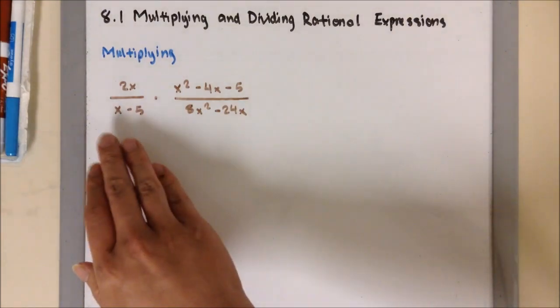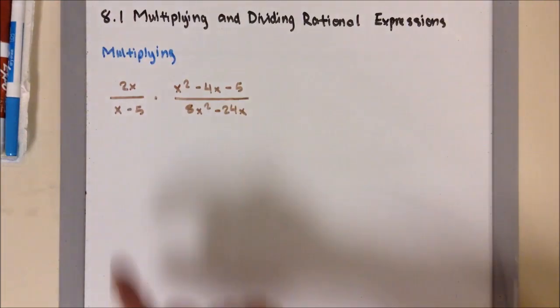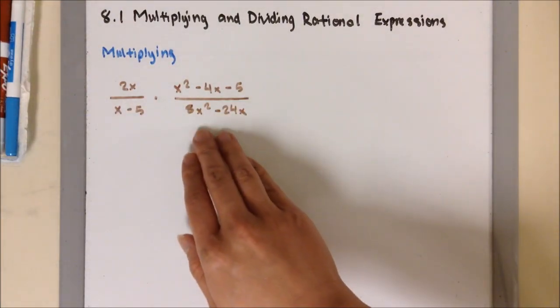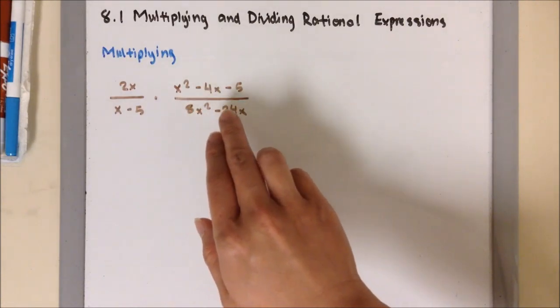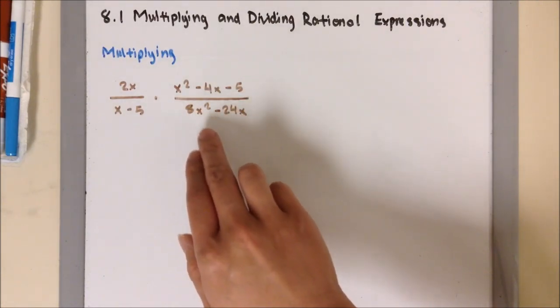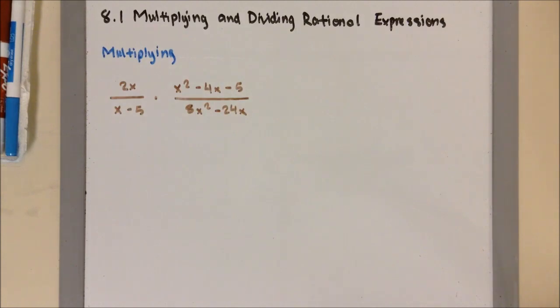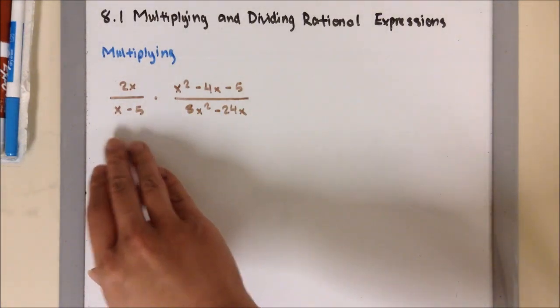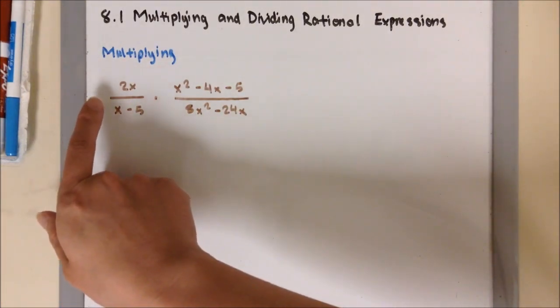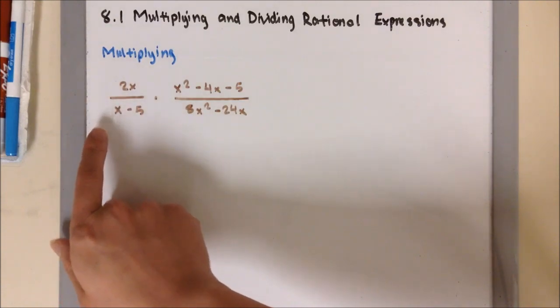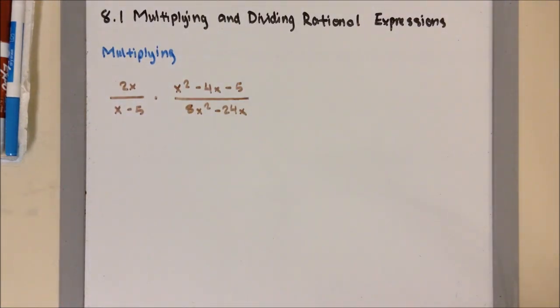In our first fraction, we have 2x over x minus 5, times, in the second fraction, x squared minus 4x minus 5 over 8x squared minus 24x. So let's take a look at where we can simplify, meaning where can we factor. If we look at the first fraction, in the numerator it's just 2x, and the denominator is just x minus 5. There's nothing you can do to factor, meaning it's already in the simplest form, so we're going to leave the first fraction alone.